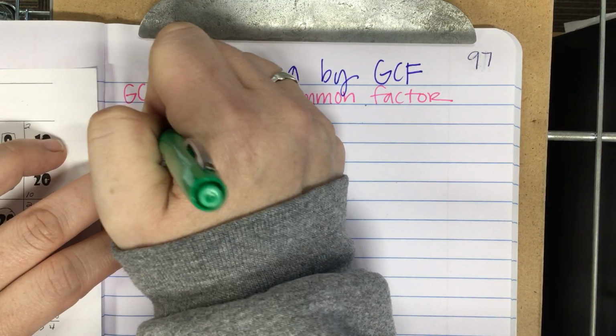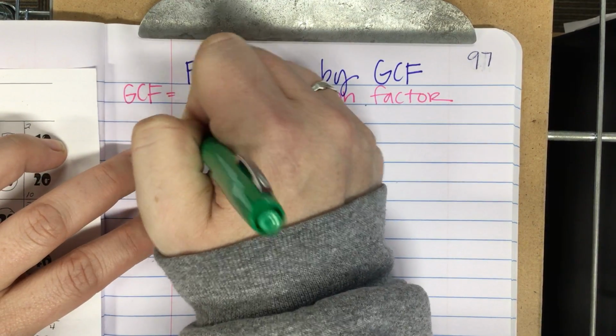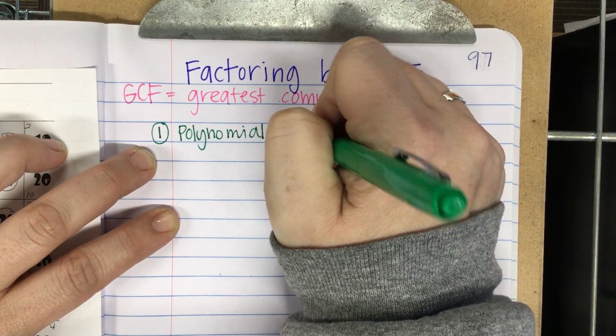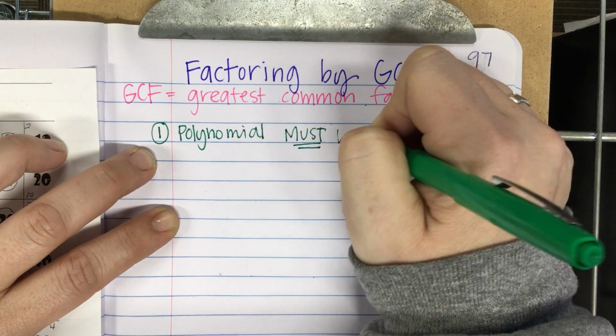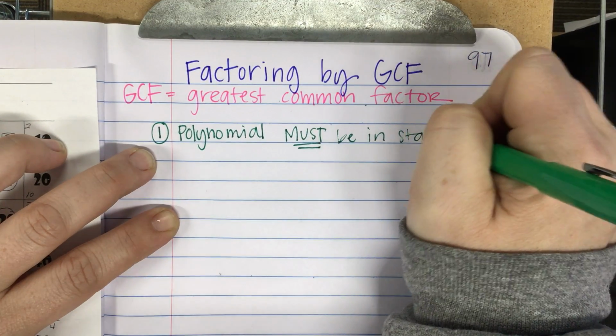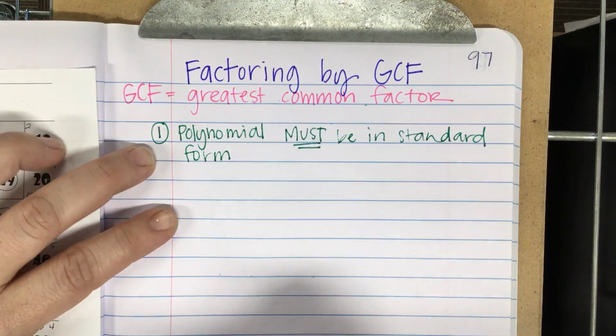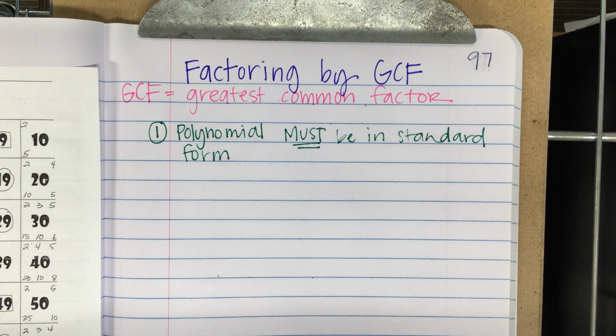So the first thing that we need to be aware of is that the polynomial must be in standard form. If it's not in standard form, you need to fix it. The polynomial must be in standard form. And again, we are now going backward. We're going to have a polynomial, and we're going to factor it. We're going to make the original problem.